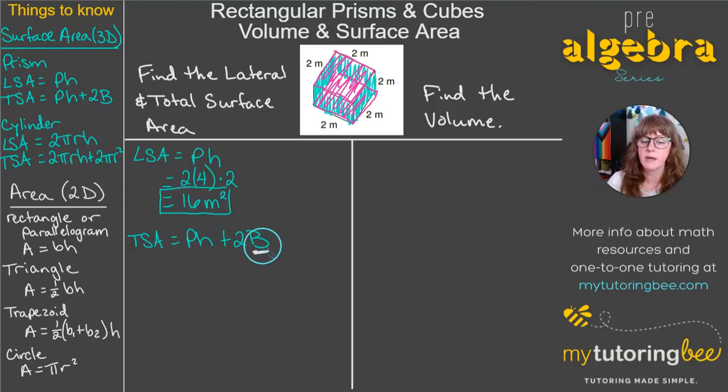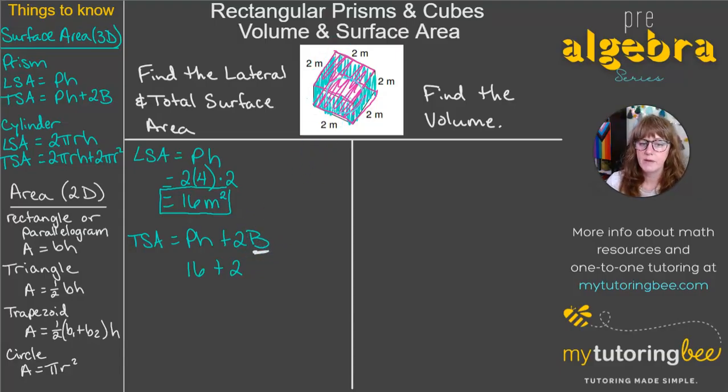So that's why we're multiplying the area of the bases times 2, because we have two of them, the top and the bottom. So let's go ahead and find out what that is. So we've already found our lateral surface area. We know that perimeter times height is 16 meters. And then we're going to add 2 times the base area.